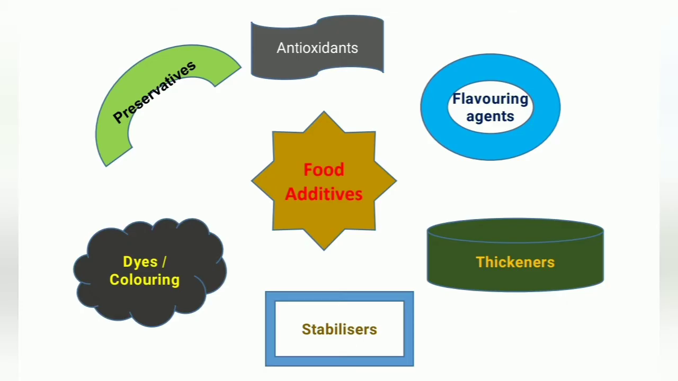A food additive is a natural or synthetic substance which is added to food to prevent spoilage or to improve its appearance, taste, or texture. Food additives that are commonly used are preservatives, flavoring, thickeners, antioxidants, stabilizers, and dyes.